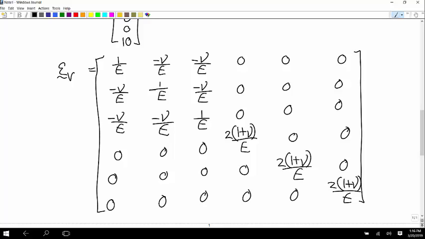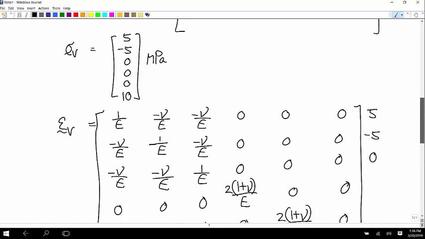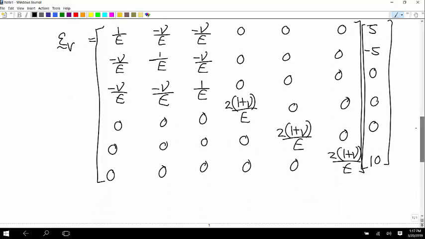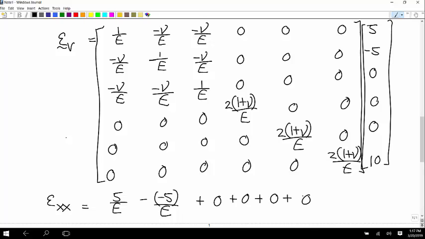And then we're going to multiply this by the stress tensor: 5, negative 5, 0, 0, 0, 10. And let's just see if there's anything we can figure out about the deformation. So the first equation says that the XX strain is equal to 5 over E minus negative 5 over E plus all the rest are zeros. Okay. And so what you get is 10 over E.